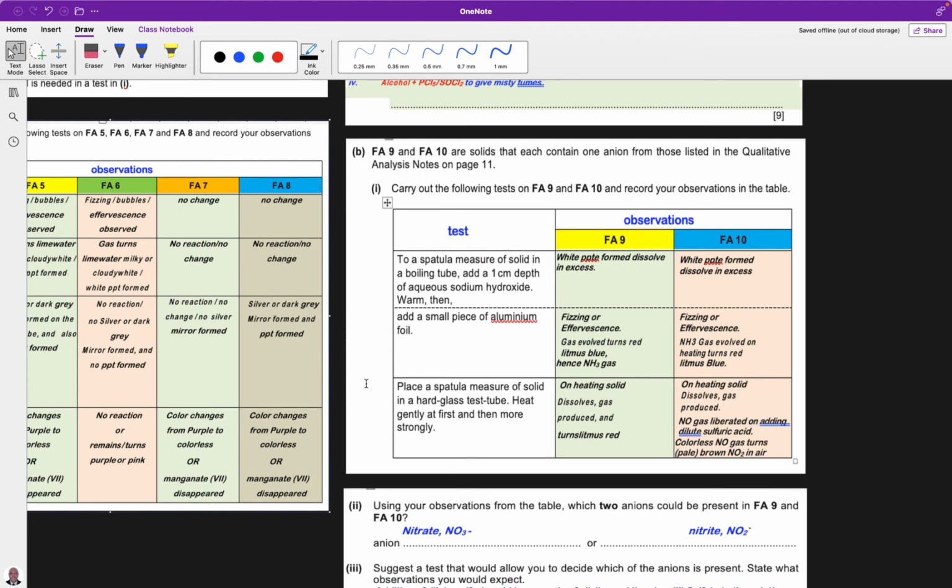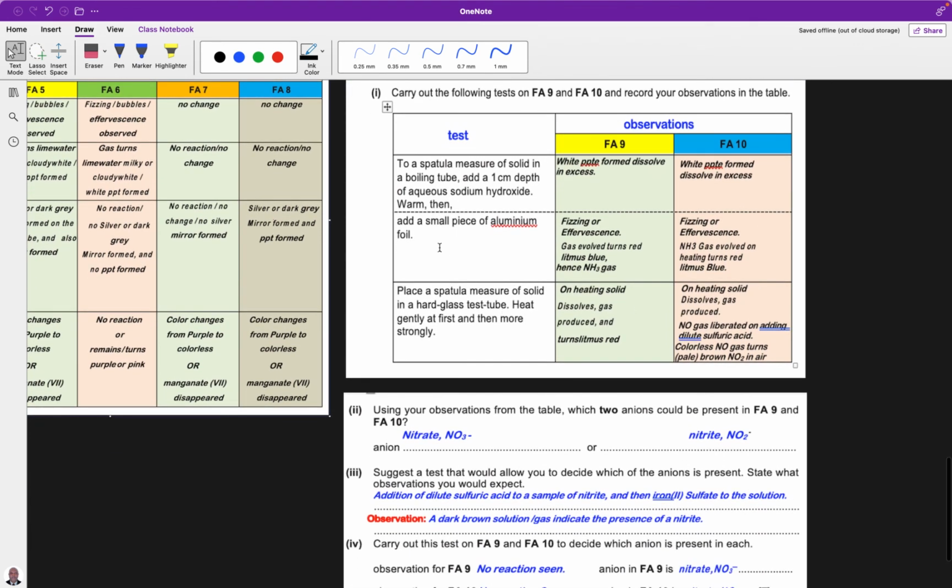Test. To a spatula measure of solid in a boiling tube add 1 cm depth of aqueous sodium hydroxide. Warm it. When I did that, I had white precipitate. White precipitate was formed and it dissolved in excess. The same thing happened with Fa10.